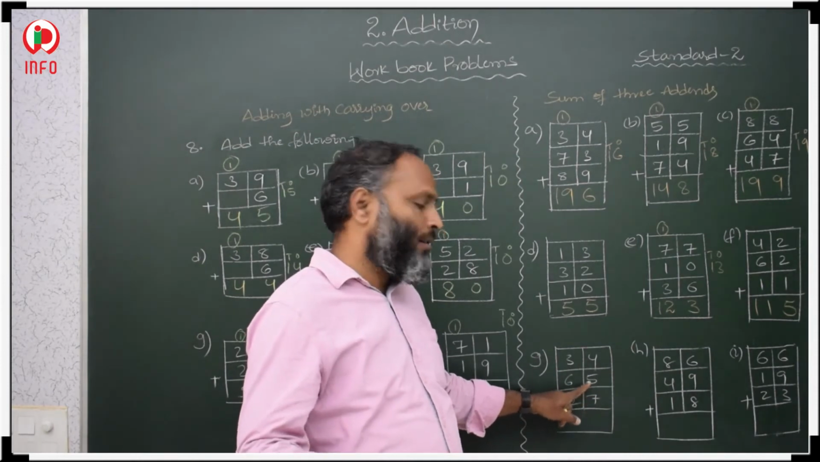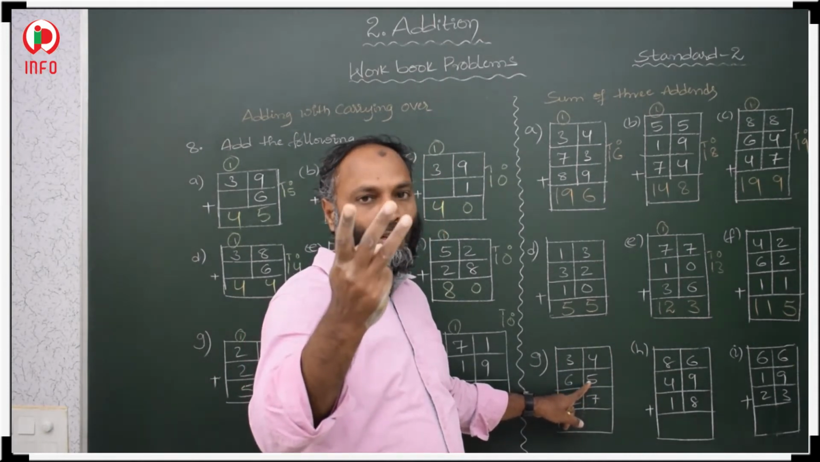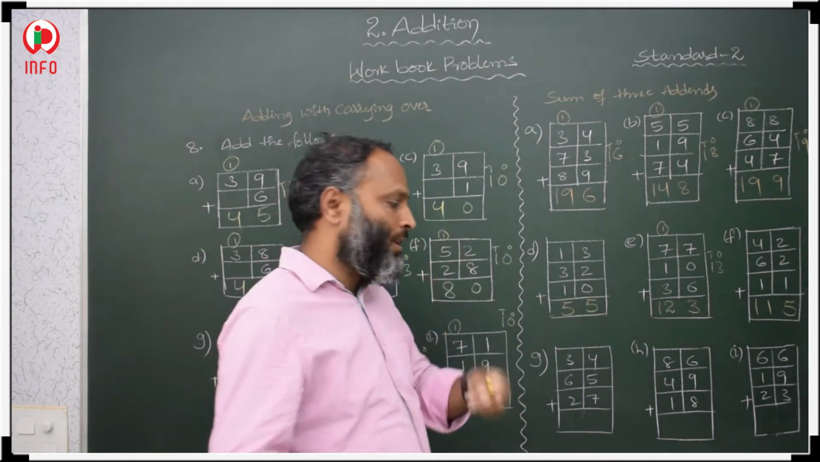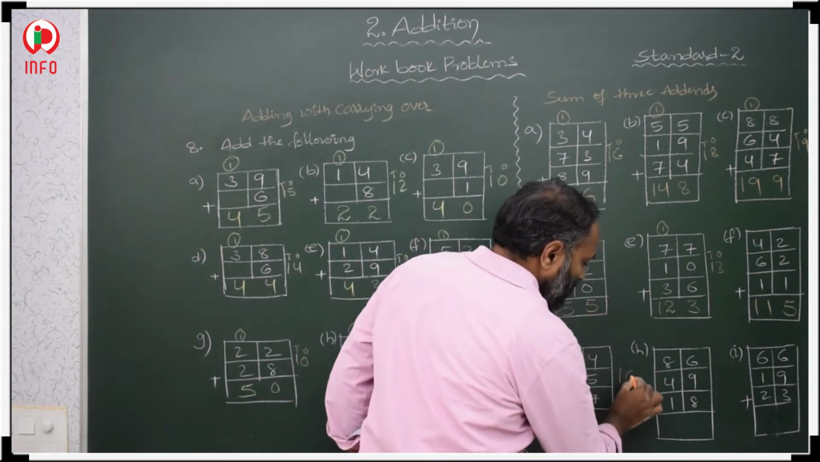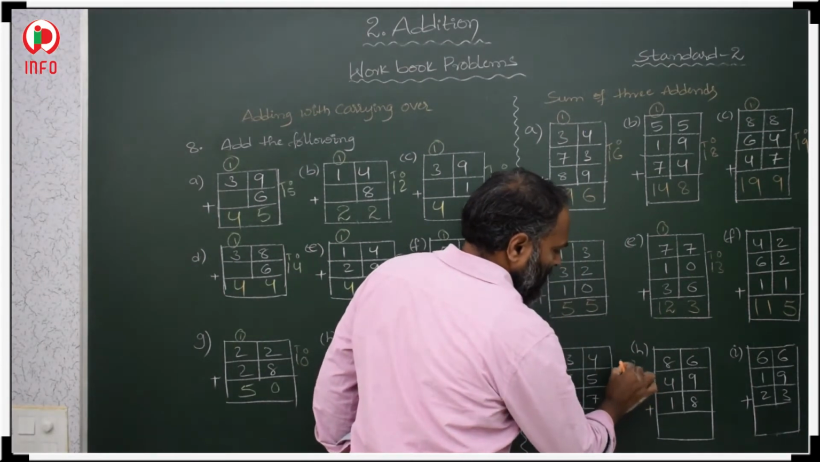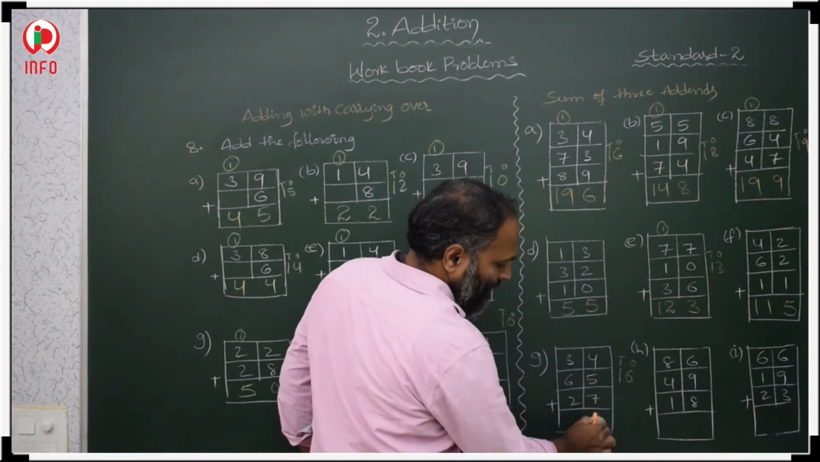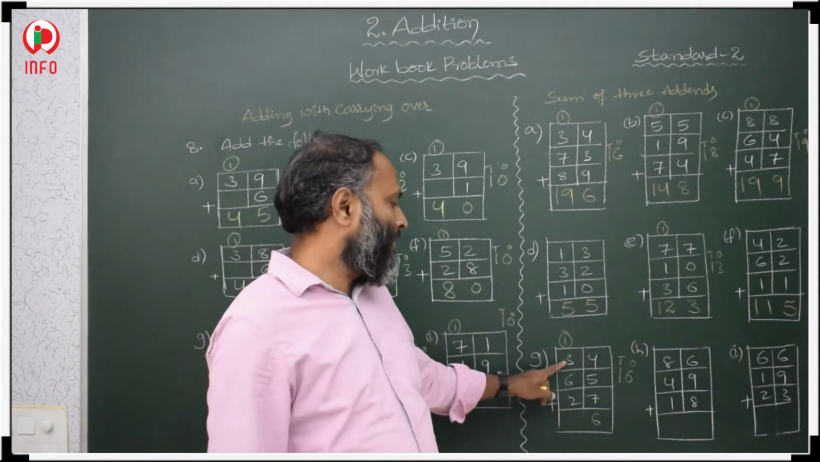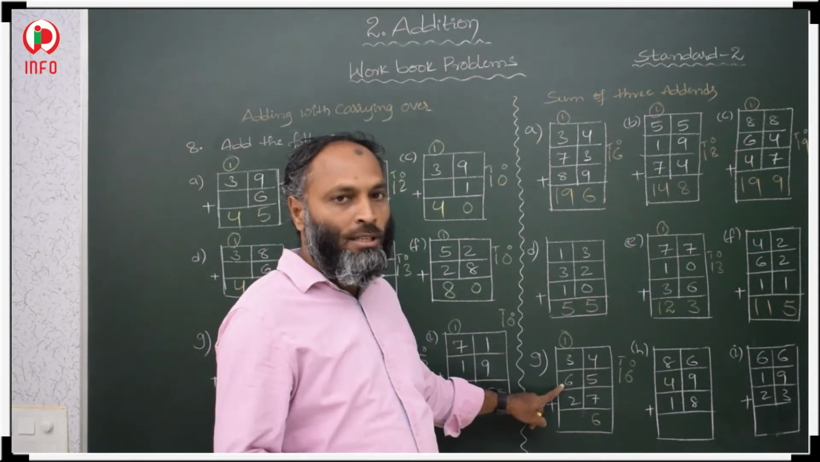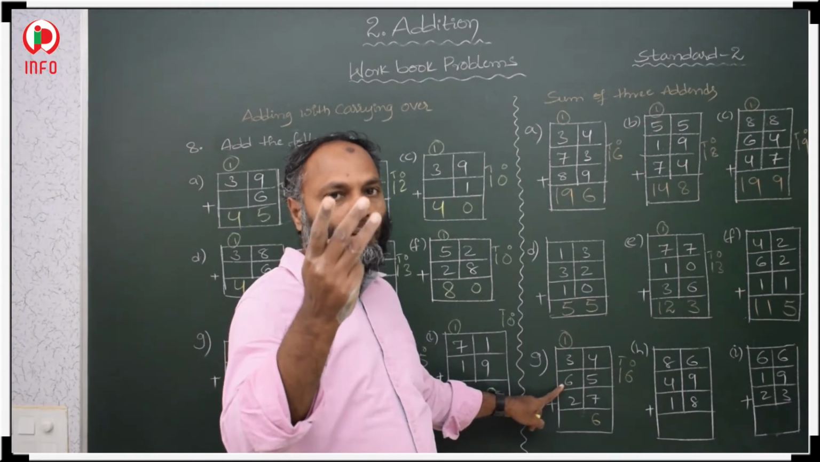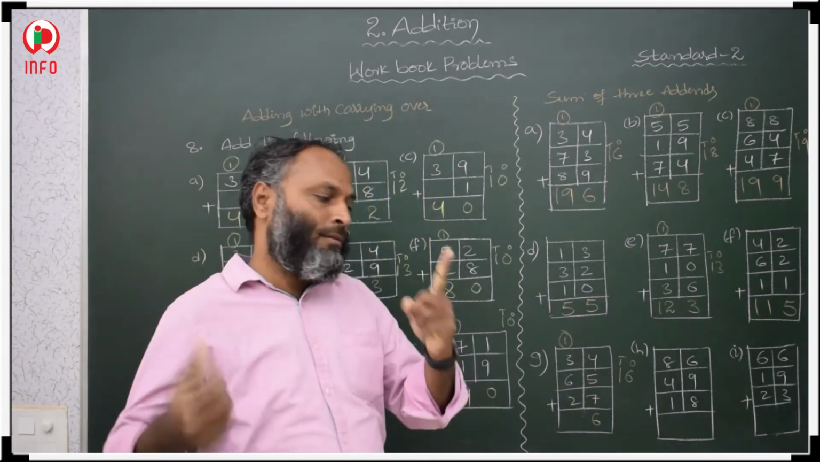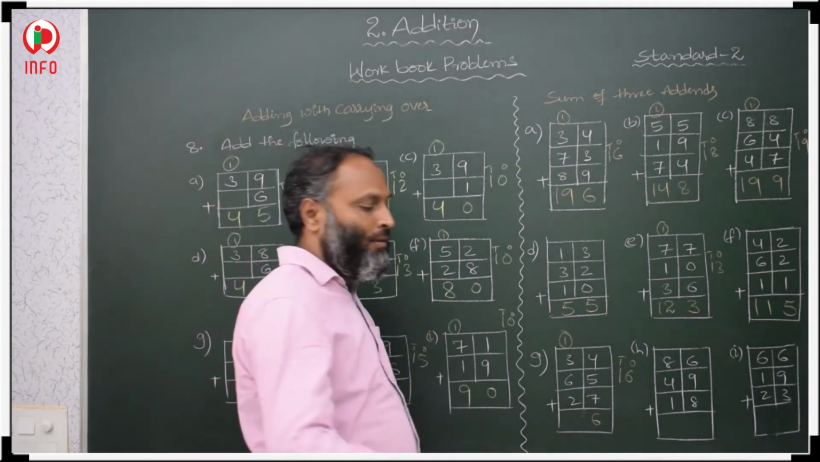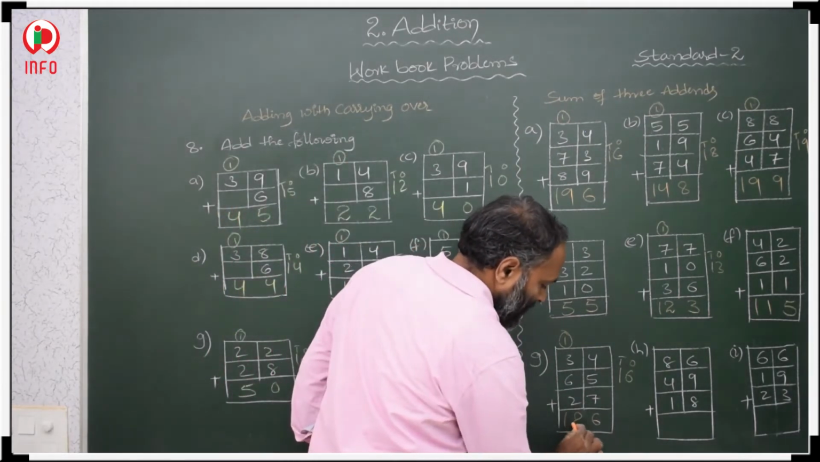9 plus 7, 10, 11, 12, 13, 14, 15, 16. Total 16. This is in ones place, this is in tens place. 6 is in ones place and 1 in tens place. 3 plus 1, 4. 4 plus 6, 5, 6, 7, 8, 9, 10. 10 plus 2, 11, 12. 126.